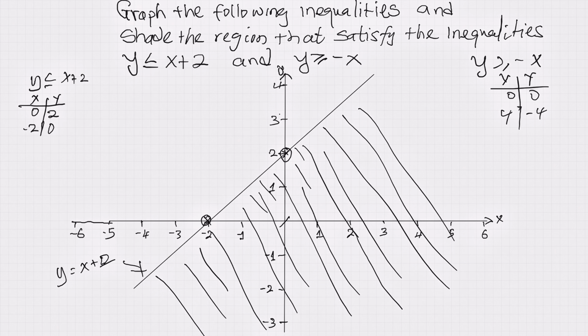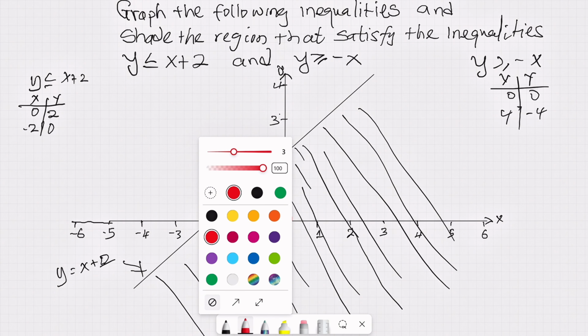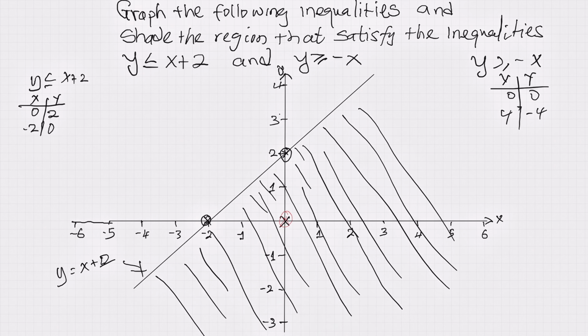So the other graph, we have 0, 0. I like to use a red pen right over here. So we have 0, 0 over here. That is that point. We have 4, negative 4. So 4 on the x and negative 4 on the y axis. I think it's around that point. So let's go ahead and plot the graph.